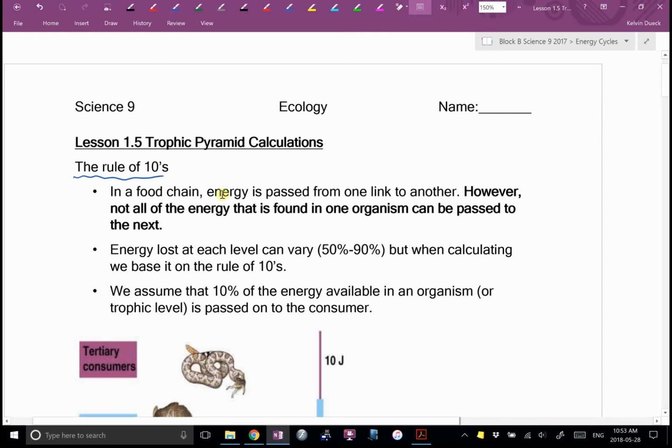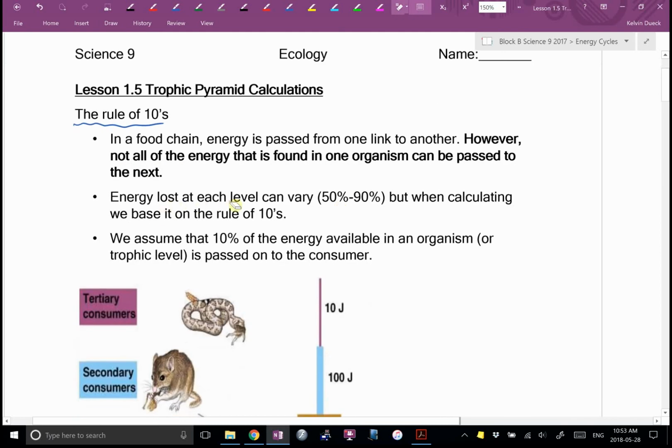In a food chain, energy is passed from one trophic level to another. However, not all of the energy found at one level in one organism can be passed on to the next. Energy lost at each level can vary from 50 to 90%, but when calculating, we're going to base it on the rule of tens. We're going to assume that 10%, a rough estimate but pretty good, of the energy contained in an organism, when it dies or gets eaten, gets passed on to the next level.